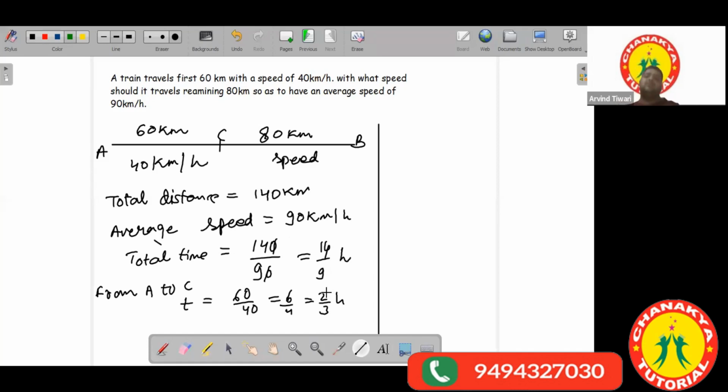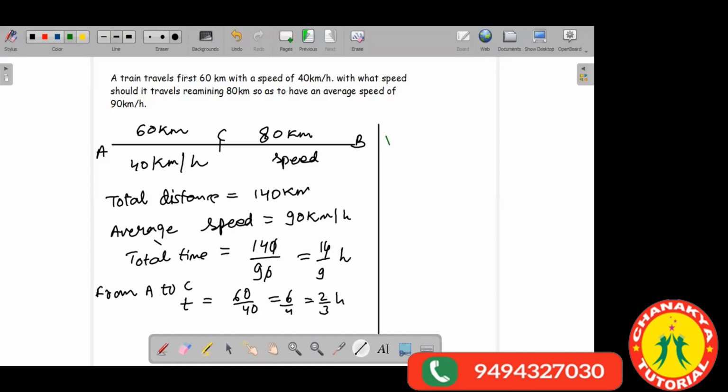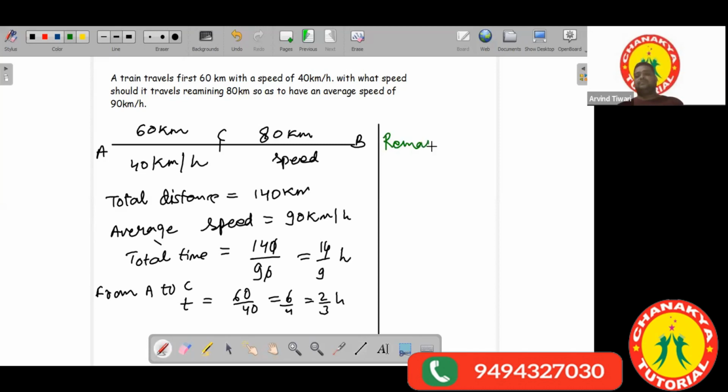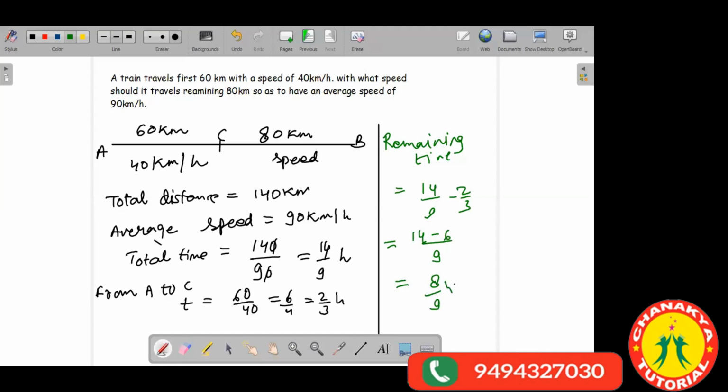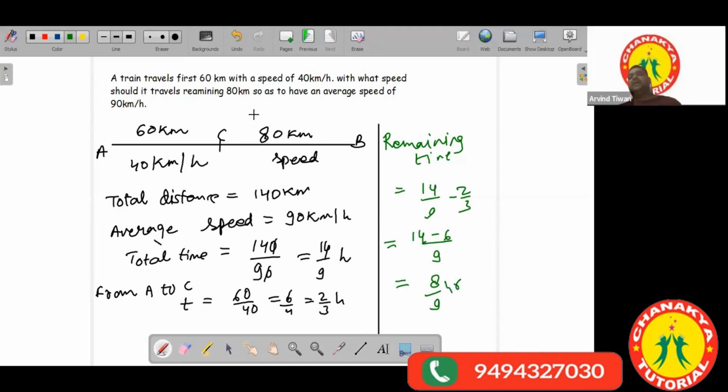So what should be the time remaining to complete the journey? So you have remaining time now. Okay. So we find out remaining time. The remaining time would be equal to 14 by 9 minus 2 by 3. So take the LCM. Your LCM would be 9. Here you will get 14 minus 6, which will be 8 by 9 hours. So remaining time is 8 by 9 hour, and the distance that is to be traveled is 80 kilometers.